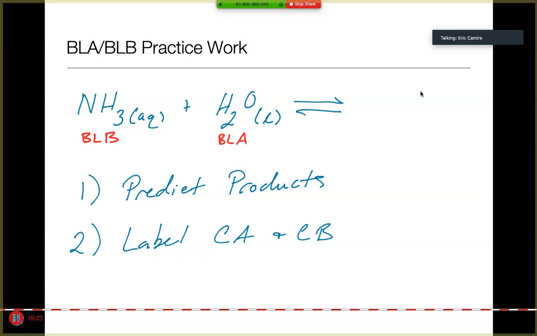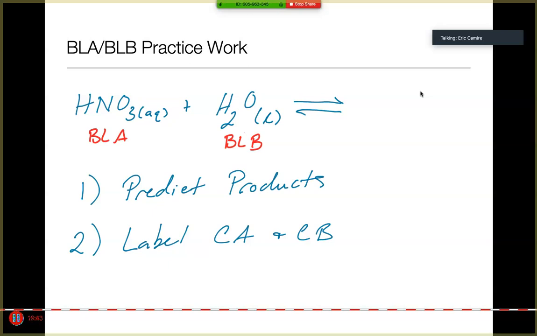Oh, wait. That's not what I wanted to do. Sorry, I'm getting ahead of myself. Let me just change that from nitric acid. I meant to write nitric acid, not ammonia again. There we go. Let's do this one, where this is our Bronsted-Lowry acid, and water is our Bronsted-Lowry base. So I'm going to give you another minute or so to work on that.